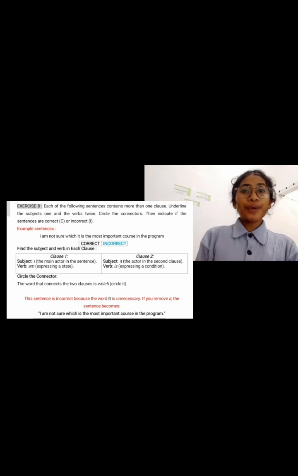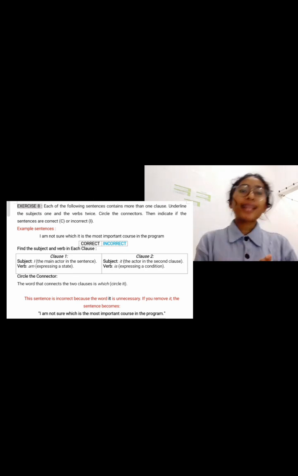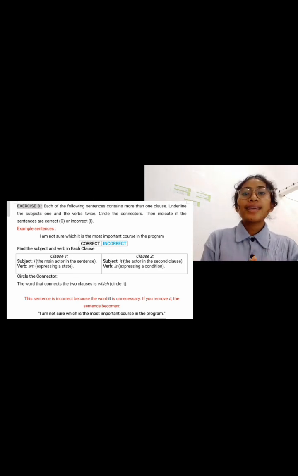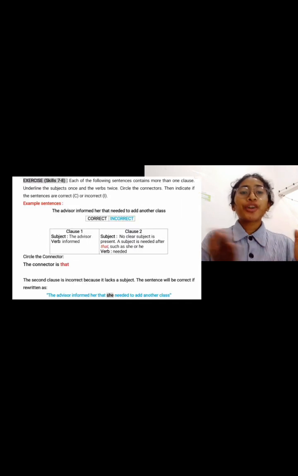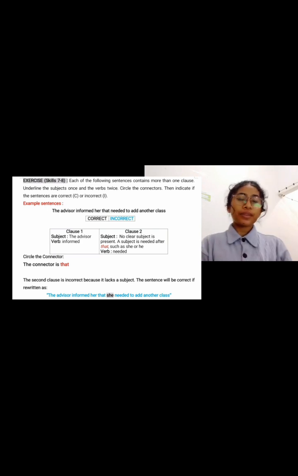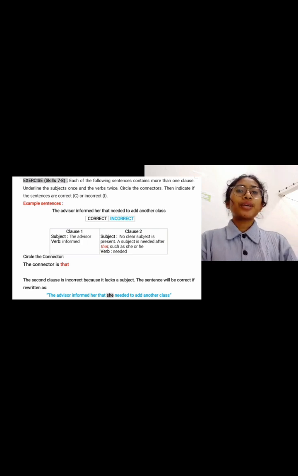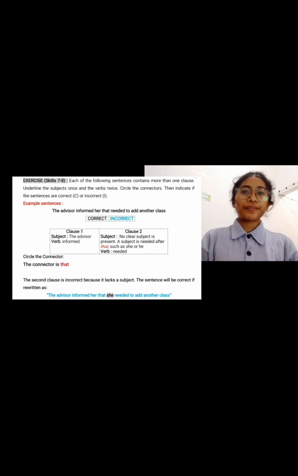Exercise skill 7 to 8. Each of the following sentences contains more than one clause. Underline the subject once and the verb twice. Circle the connector, then indicate if the sentences are correct or incorrect. Okay guys, an example of the sentence is as follows: The advisor informed her that needed to add another class.